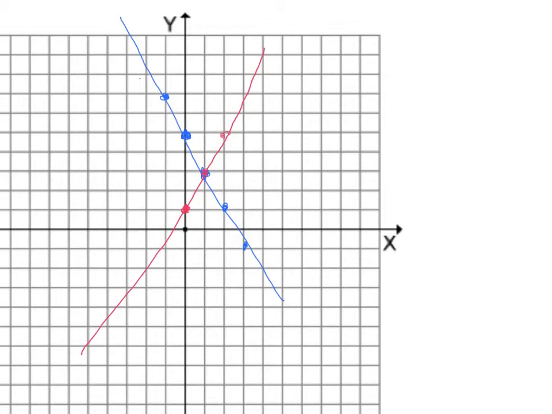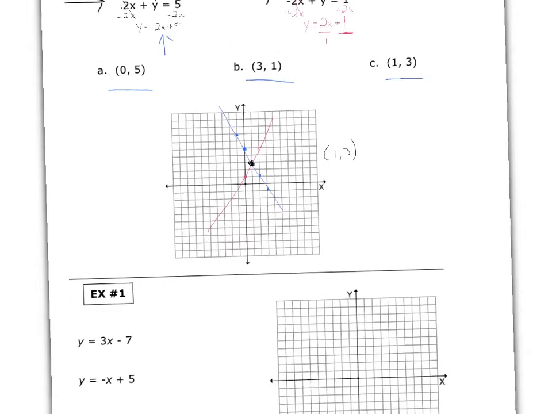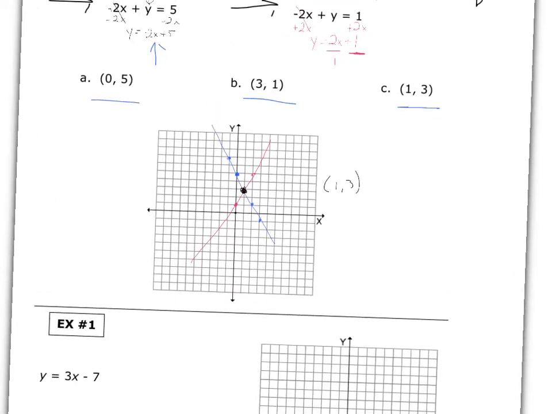Okay, and you can see that these two equations intersect at this ordered pair right here. I'm going to mark that in black. And that happens at the ordered pair 1, 3. Remember, our x comes first, y comes second. Okay, and we can see that that matches up with letter C. Okay, so there will be ones on your exam that will be like this one. You're going to have to solve for y, graph them, and see where they intersect. Okay, so that is our first example.